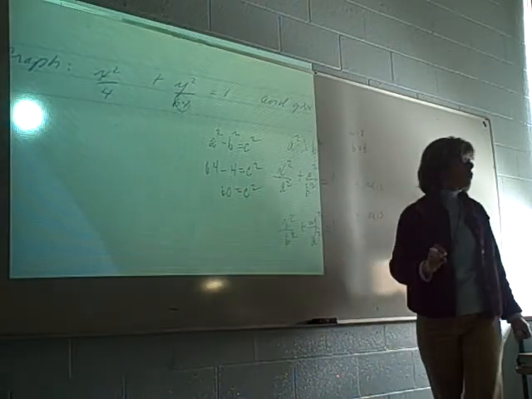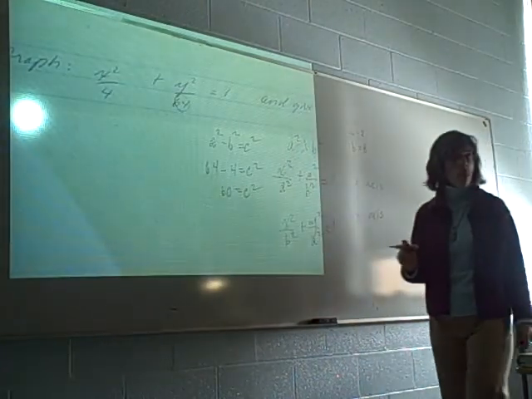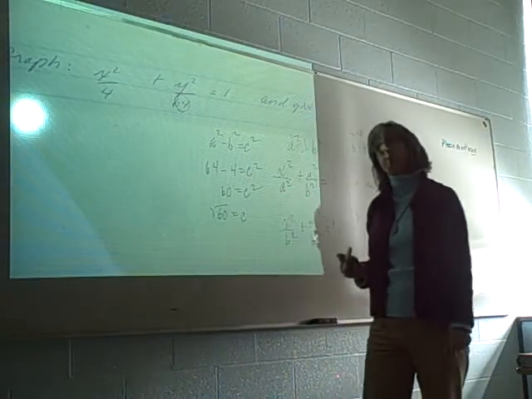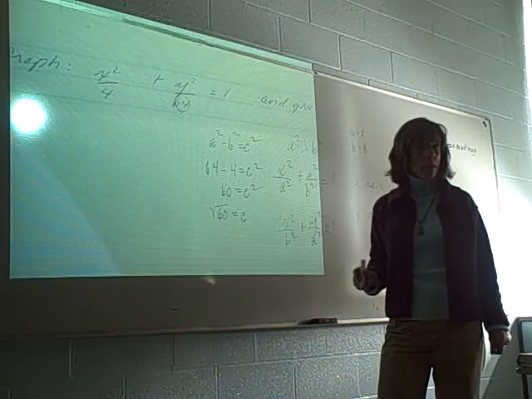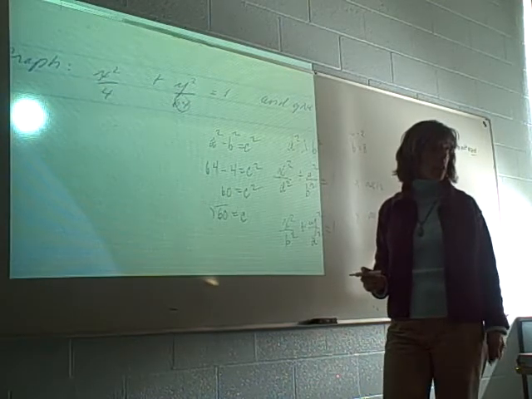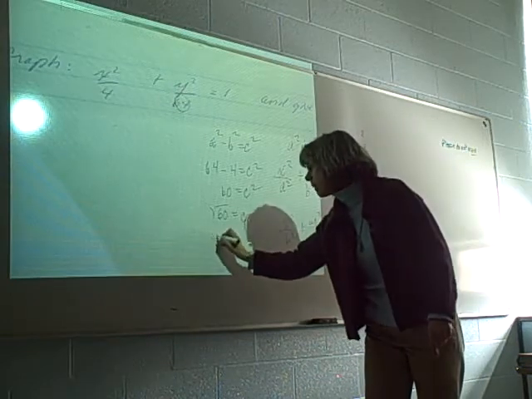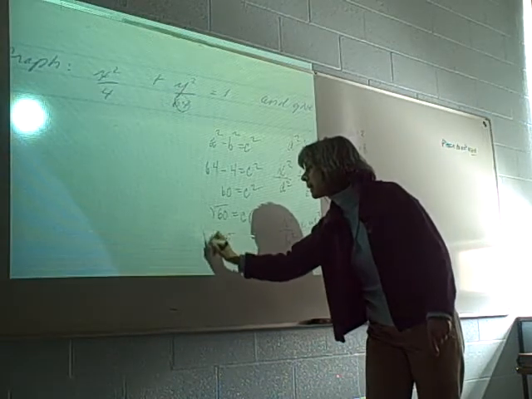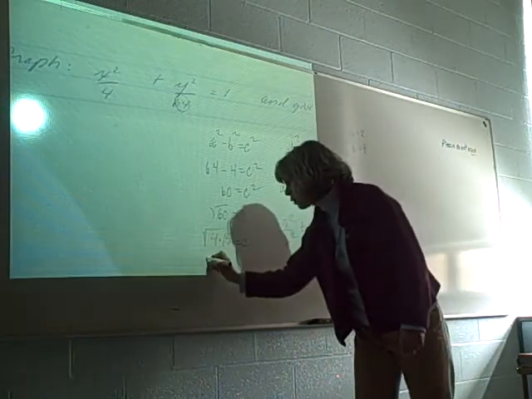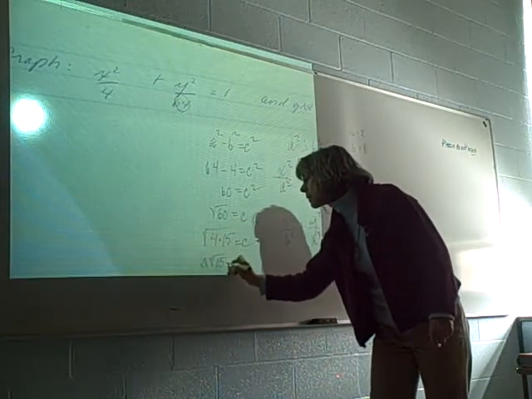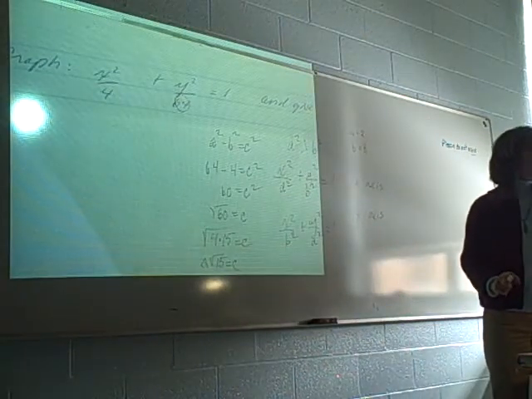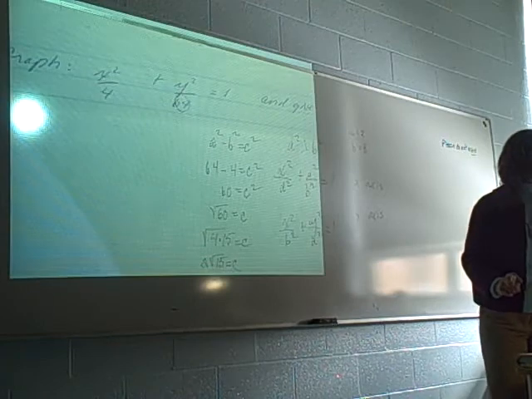What is the square root of 60? Rad 60. Okay, I need rad 60. Is that in simplest form? No, because you can divide it by 4. 4 times 15 is 60. So 2 rad 15 is equal to C. Is that in simplest form? Yes. What are the coordinates of the foci?